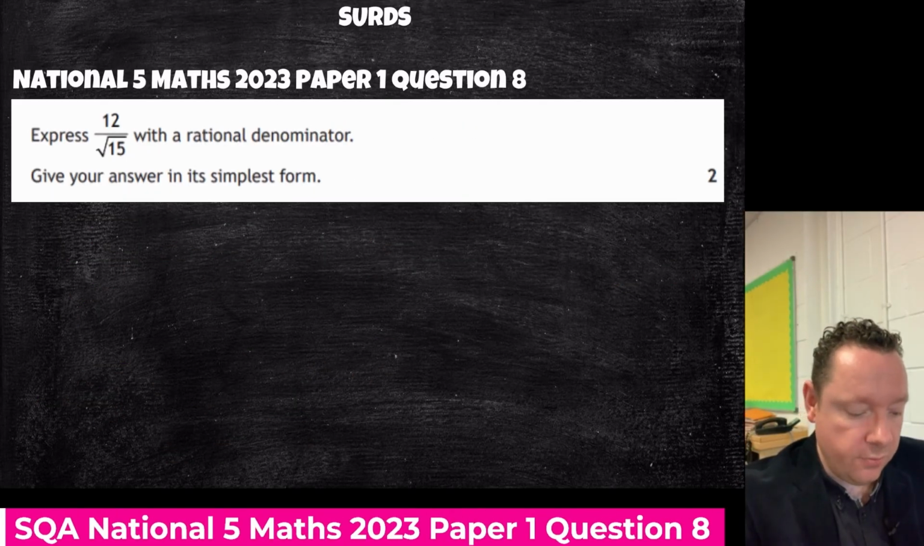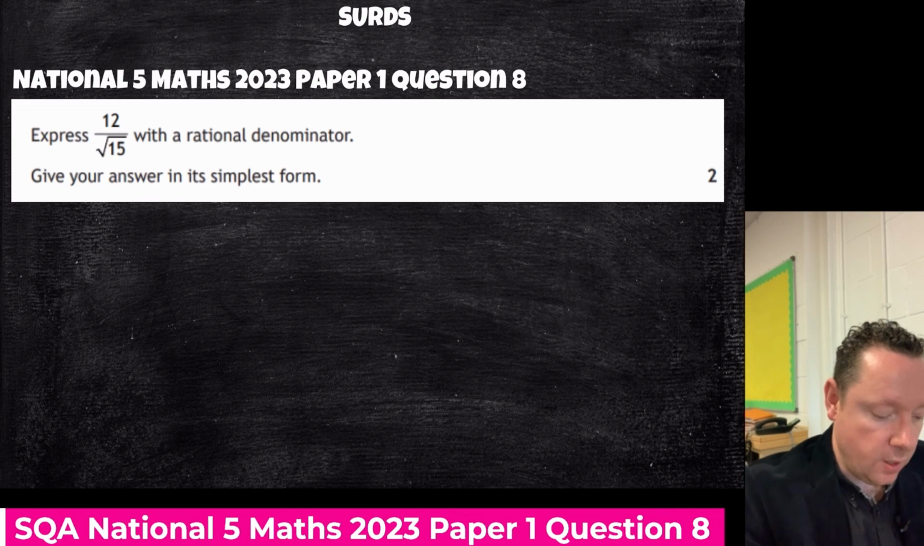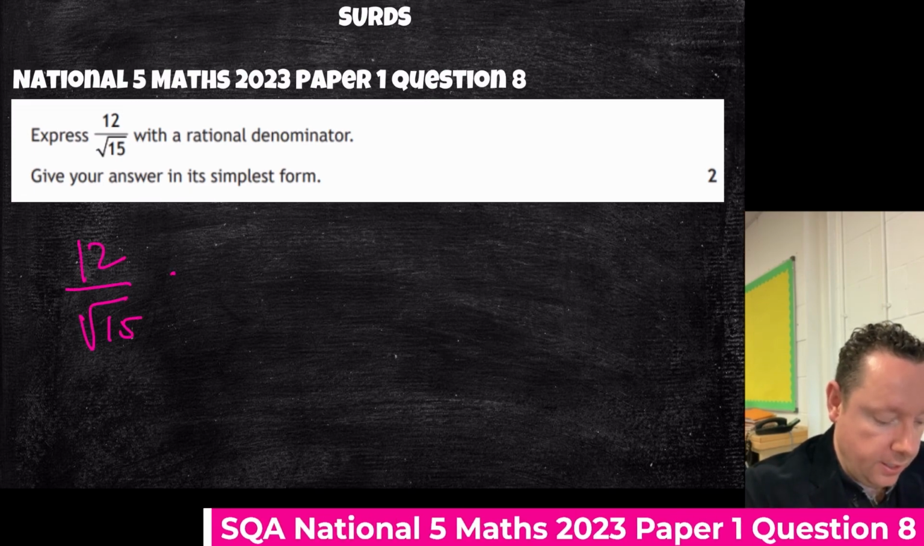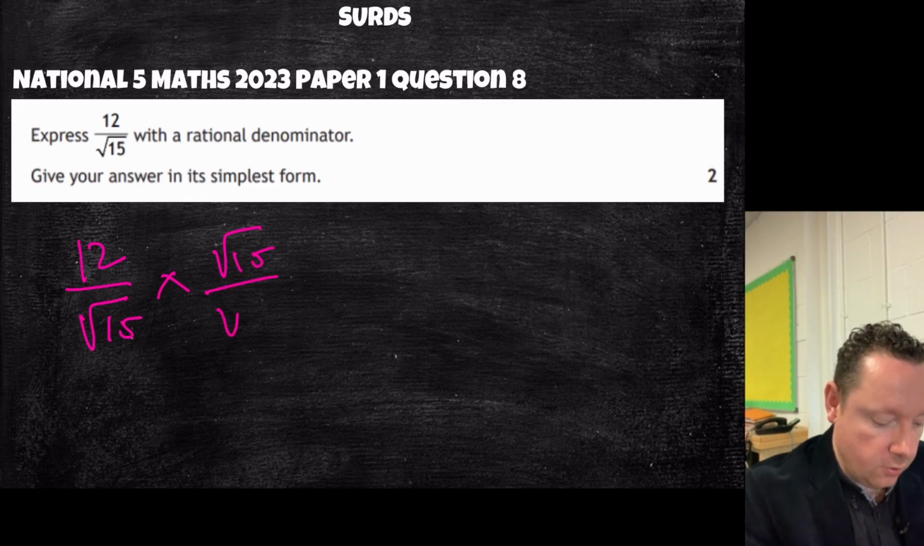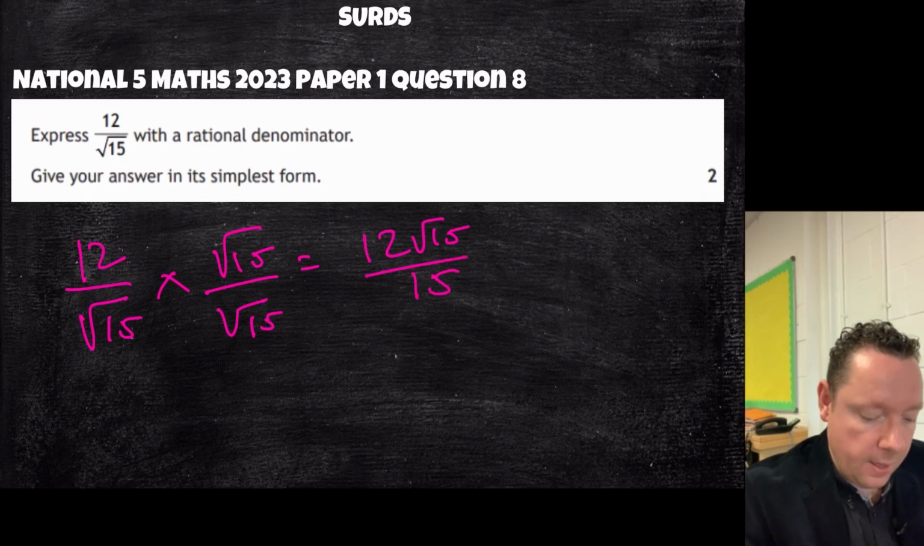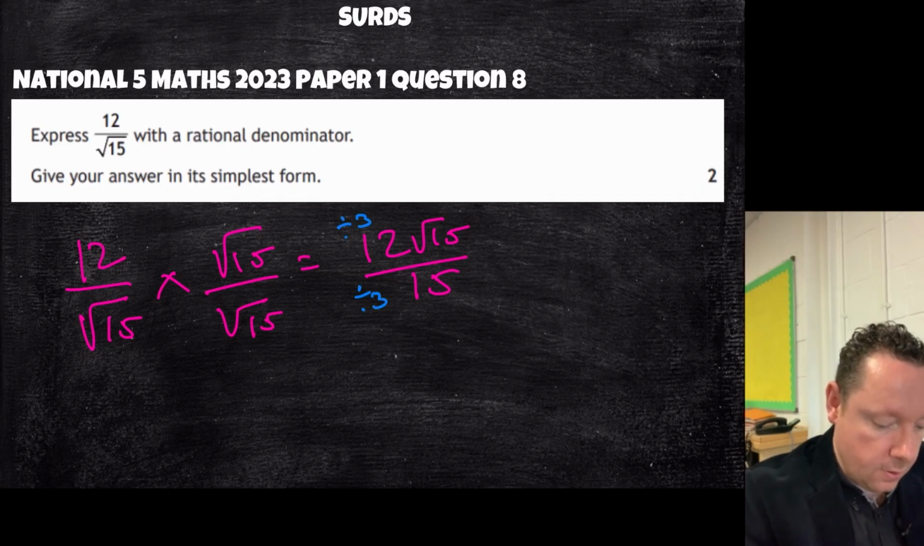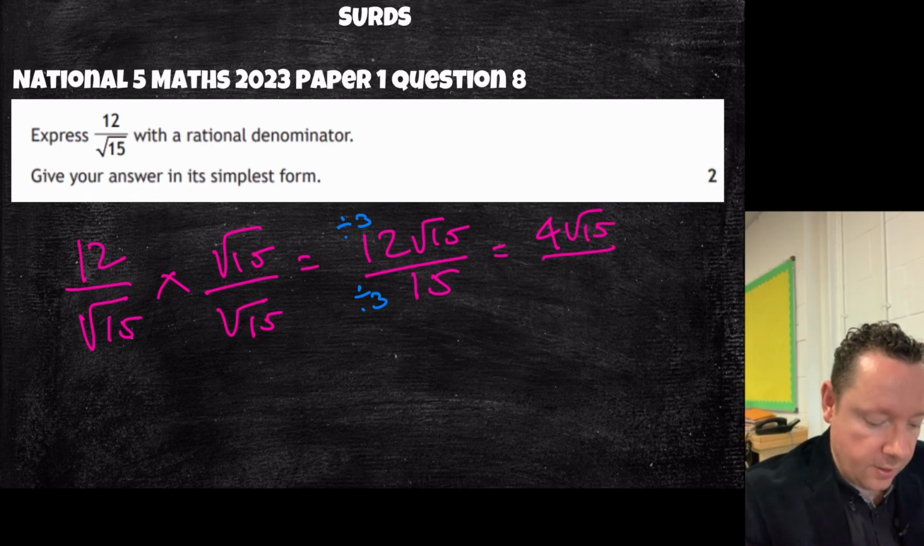SQA National 5 Maths 2023 paper 1 question 8. Express 12 over root 15 with a rational denominator in its simplest form. So we've got 12 over root 15, I times by root 15 over root 15. So that gives me 12 root 15 on the top over 15 on the bottom. I can divide immediately by 3, which goes into both of the numbers outside. 12 divided by 3 is 4 root 15. 15 divided by 3 is 5.